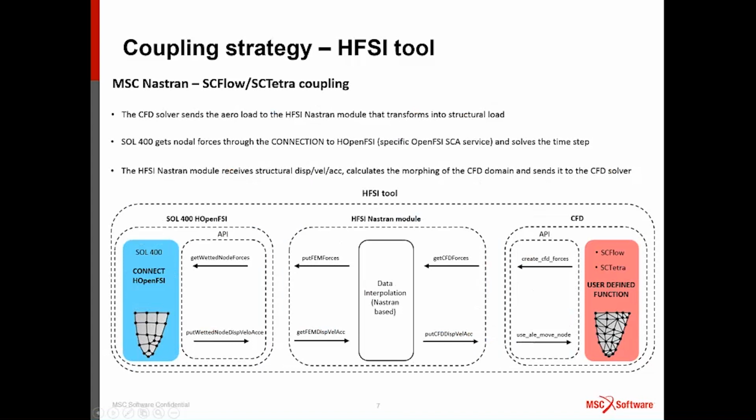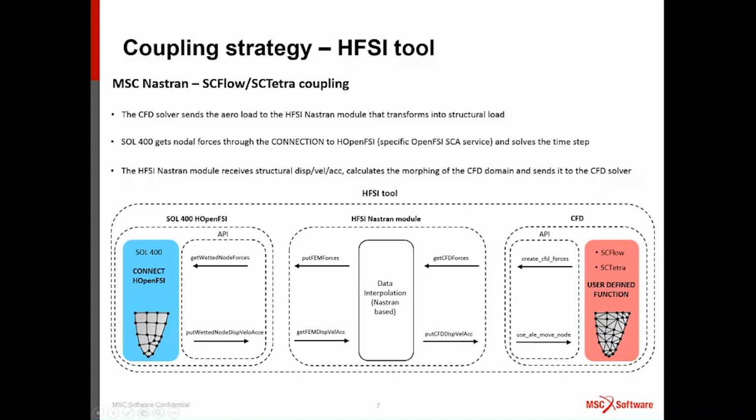So let's have a look in more detail at the SOL 400, SC flow and SCTetra coupling. What we have here, as I already said, is three boxes. On the right side, we have the CFD solver. On the left side, we have Nastran, and in the center, we have the module needed for the interpolation. We have developed it through the API available from Cradle using user-defined functions, and we have done the same for SOL 400, using the API available from OpenFSI.